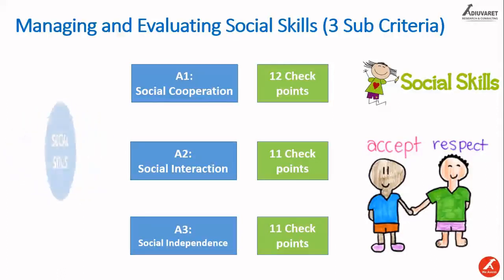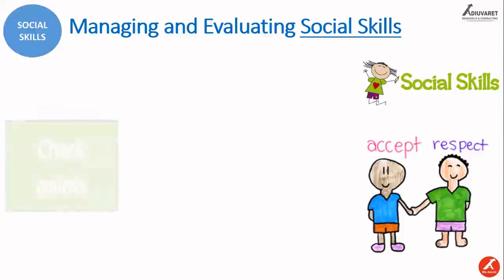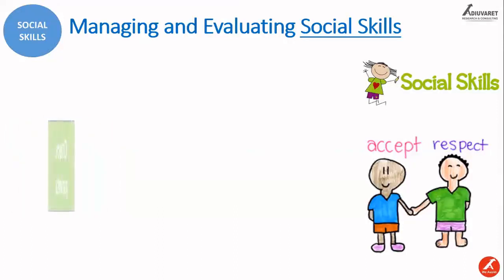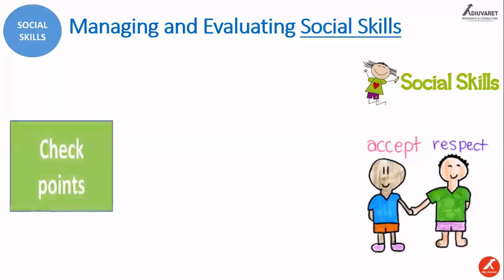So these three sub criteria under social skill can be measured and evaluated quite easily. I am repeating again, we have a philosophy at Educated Kids. We always say if something is measured and documented, then we have a better chance to manage it quite effectively. Therefore, we bring these three sub criteria: social cooperation, social interaction, and social independence. These three things can be measured, evaluated, and documented quite well.